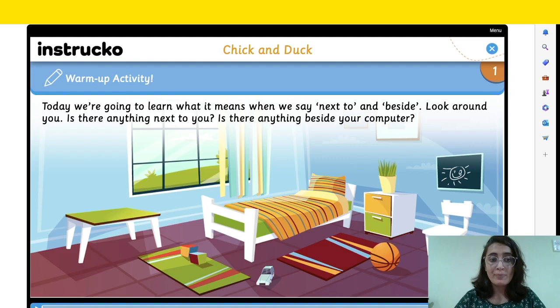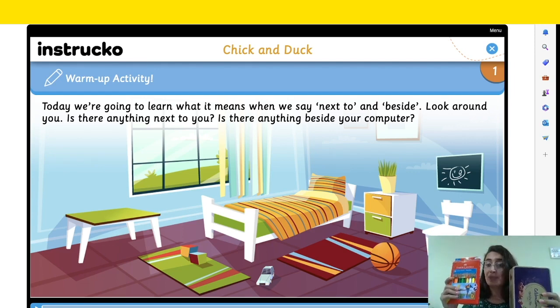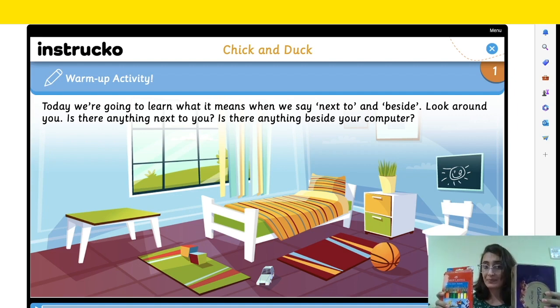Our first warm-up activity today is that we are going to learn what it means when we say next to and beside. See here, I have one box of chocolates and one set of coloring pens. Now if my box of chocolate is here and my coloring pen is here, can I say that my coloring box is next to my box of chocolates? Or can I also say that my box of chocolates is beside my coloring pen?